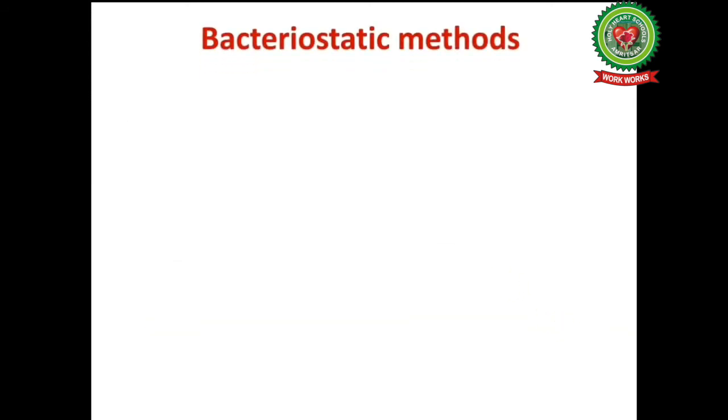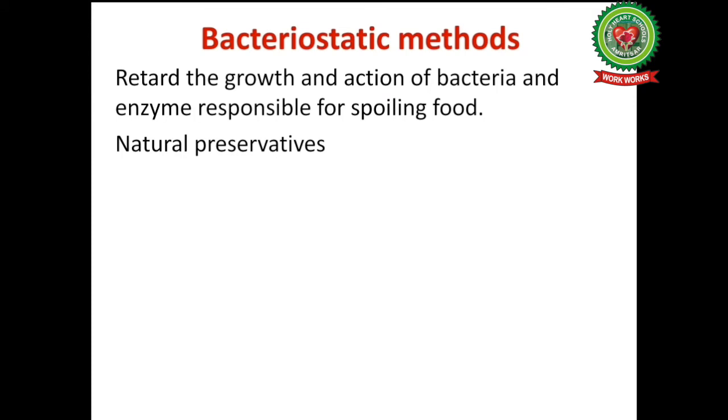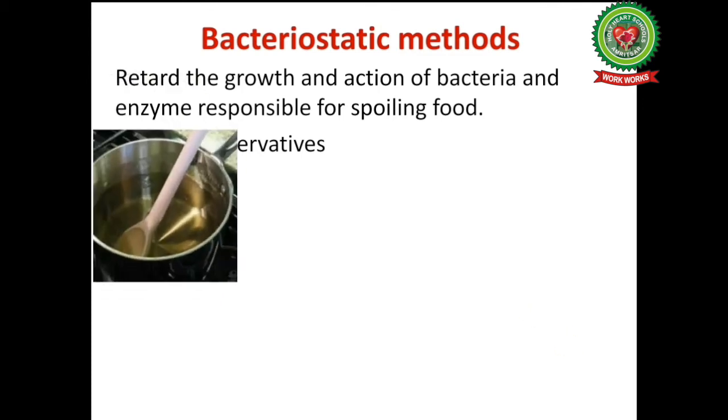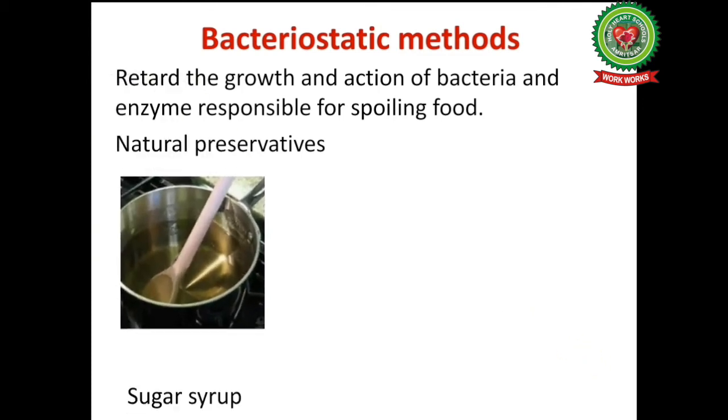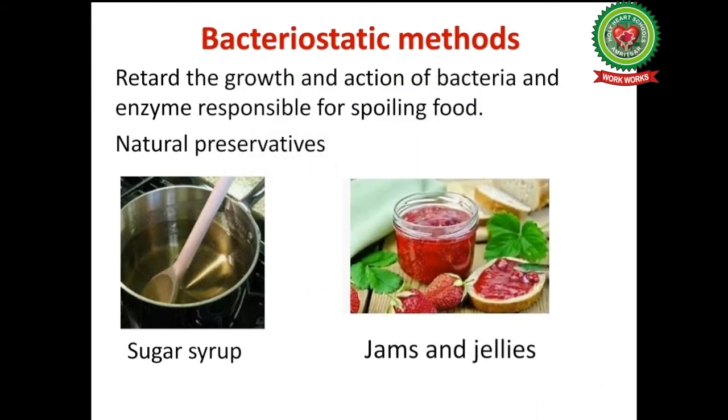Next are the methods which we are going to use to retard the growth of bacteria. The first method is the bacteriostatic method. In this method, we retard the growth and action of bacteria and enzymes responsible for spoiling food. These preservatives are also known as natural preservatives. The first natural preservative is sugar syrup, and sugar syrup is added to jams and jellies.